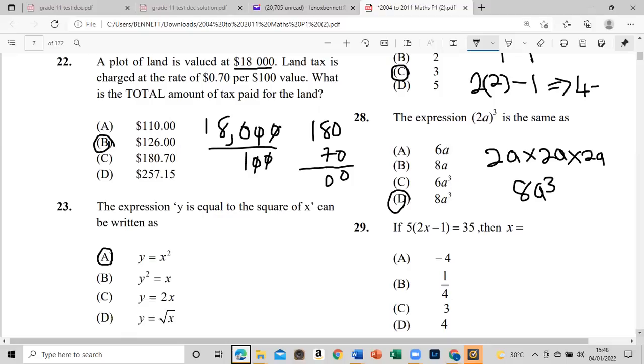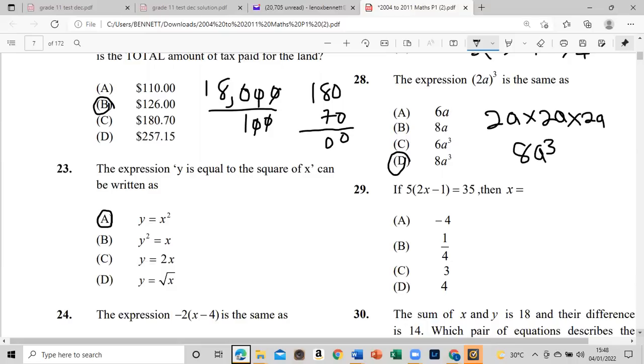If 5 bracket 2x minus 1 is equal to 35, then x is equal to, based on the options, it has to be 4. Alright. 2 times 4 is 8, minus 1, that's 7, 5 times 7, 35. Guys, you have to know the maths.